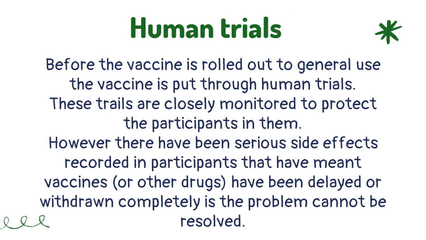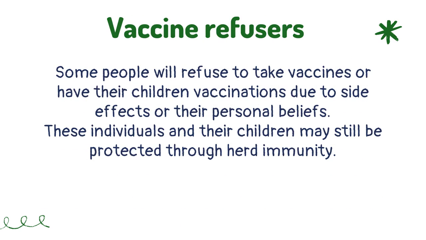Before the vaccine is rolled out to general use, the vaccine is put through human trials. These trials are closely monitored to protect the participants in them. However, there have been serious side effects recorded in participants that have meant vaccines have been delayed or withdrawn completely as the problem cannot be resolved. Some people will refuse to take vaccines or have their children vaccinated due to side effects or their personal beliefs. These individuals and their children may still be protected through herd immunity.